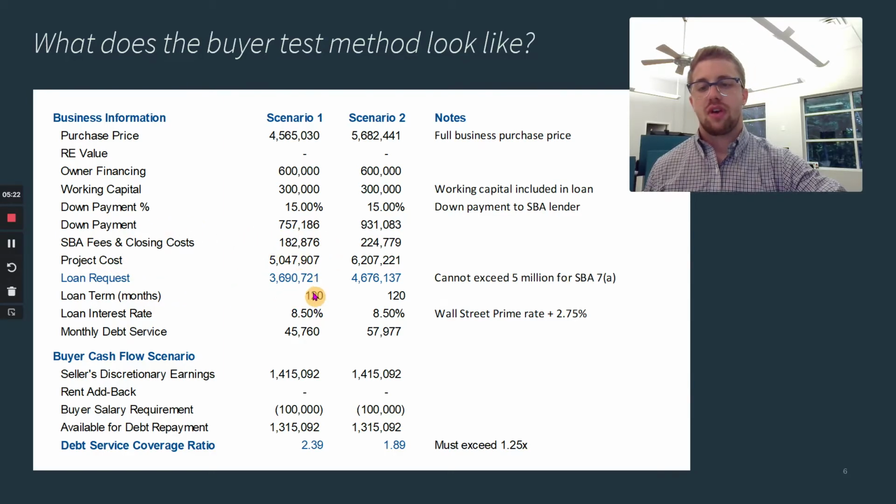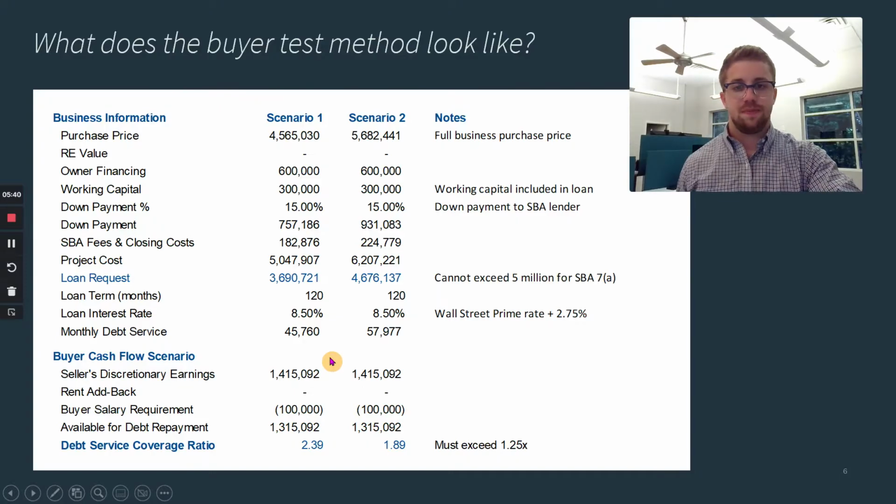From there, we can figure out what the loan request is, and this is the amount that cannot exceed $5 million. And then we have the term, because there's no real estate involved, it's a straight 10-year term. And then the maximum interest rate, again, is the Wall Street Journal prime rate plus 2.75%. And then we can calculate the monthly debt service.